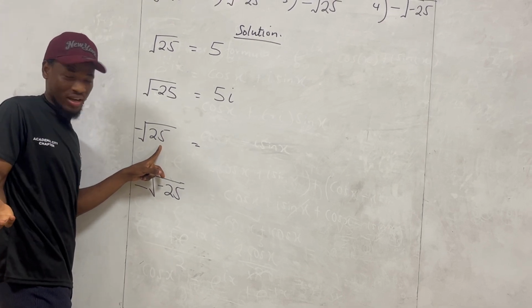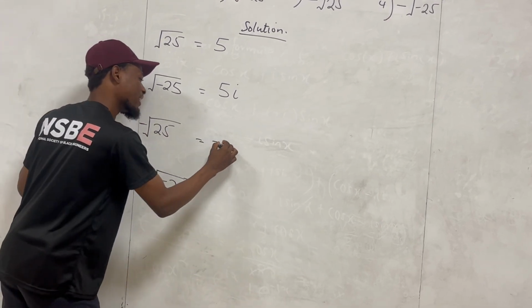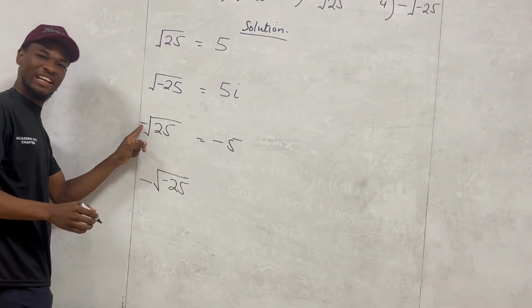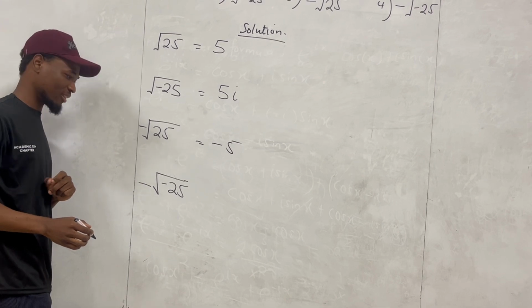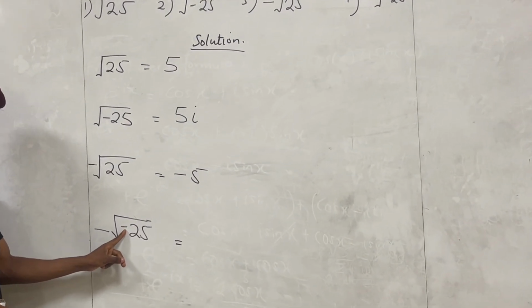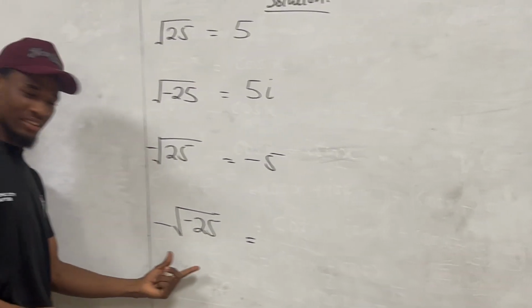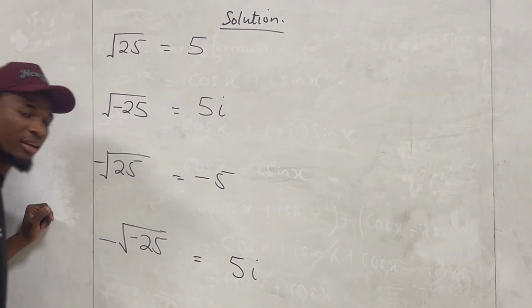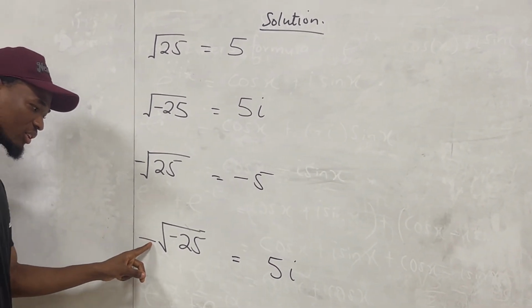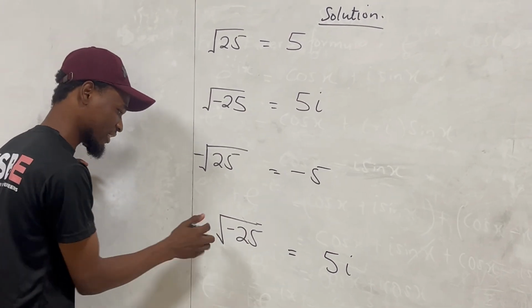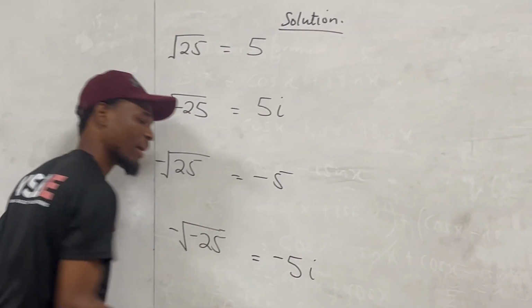Do you have a negative inside the radical sign? No. Do you get that? So I'll just write my negative 5 over here. Negative because of the negative outside, right? And this is equal to, do you have a negative inside the radical sign? Yes. So I have my 5i here. And because of the presence of this negative, I'll add my negative.